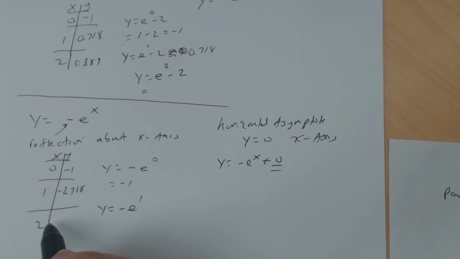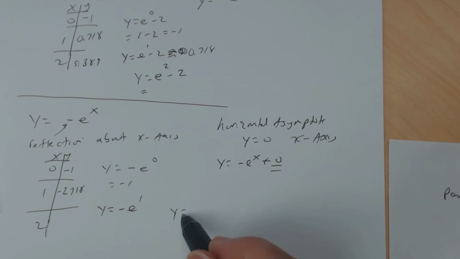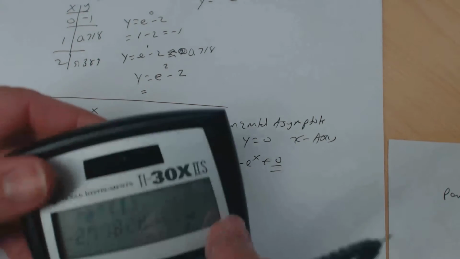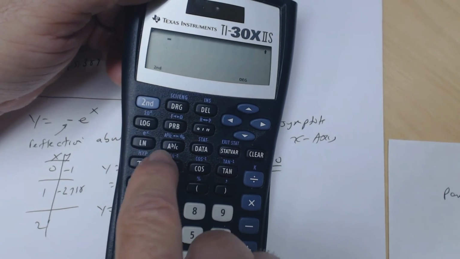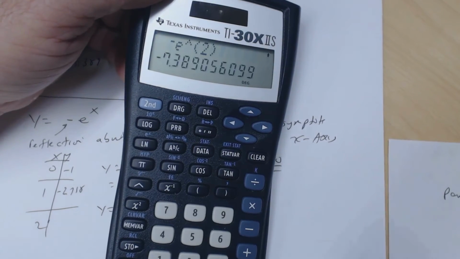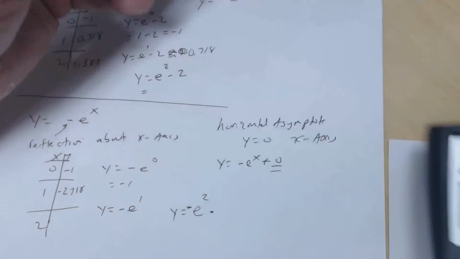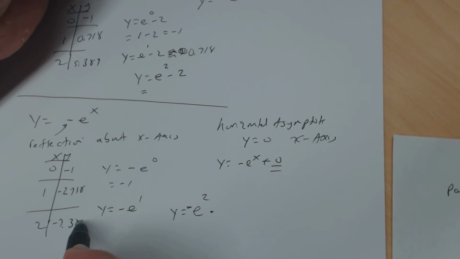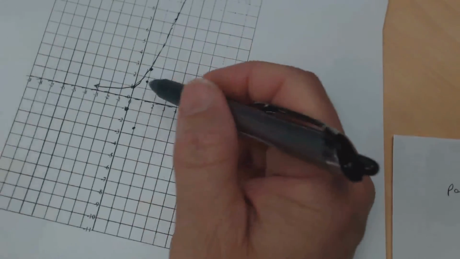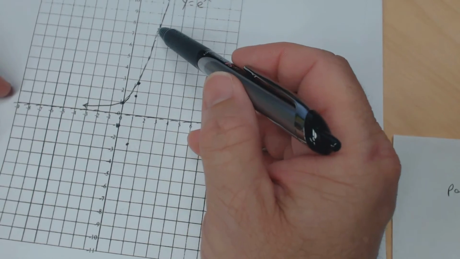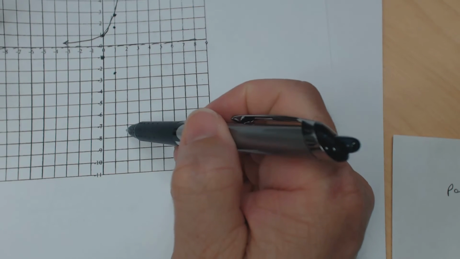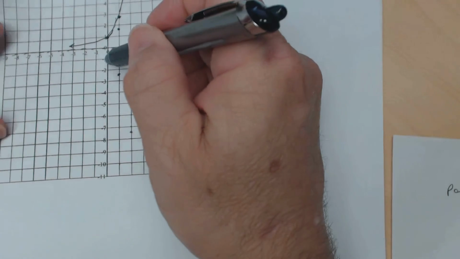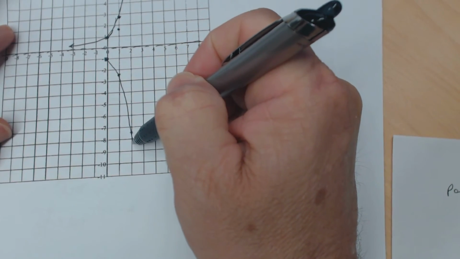And when I use x equals 2, I get y equals negative e squared. On your calculator, negative e squared, close, press equal, you get negative 7.389. So negative 7.389, and you get 2. Remember, for e to the x, it was a positive 7.389. For the reflection, it's going to be a negative 7.389. And so notice that part of the graph looks like this.